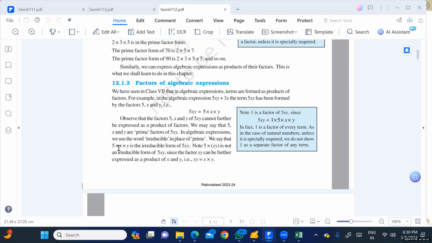We say that 5, x and y is the irreducible form of 5xy. So instead of saying prime factors, we say irreducible form. 5, x and y in algebra cannot be further broken down, cannot be further divided, cannot be further reduced. We say that is an irreducible form.